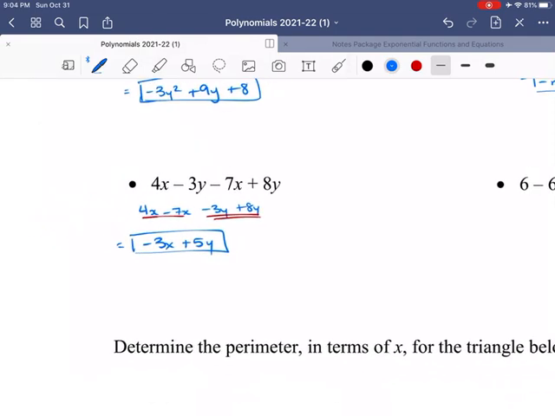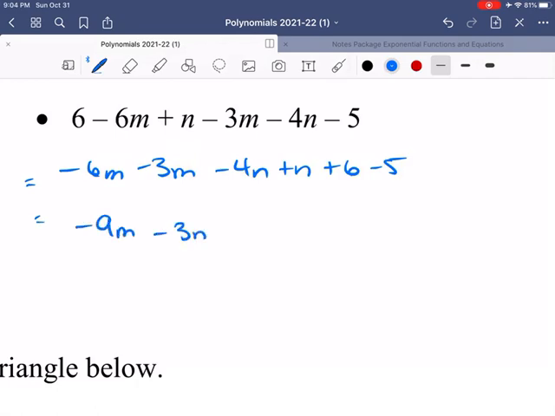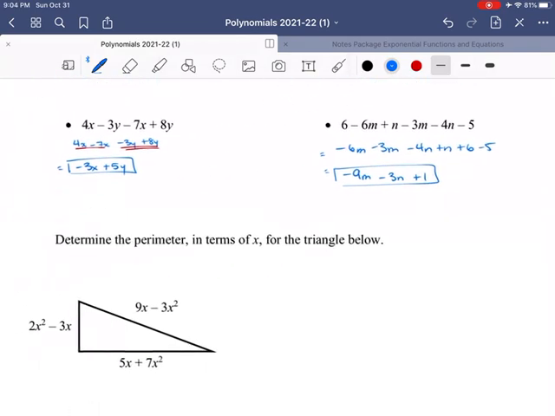All right, one more, pause the video, check back, see if you've done it. So we got negative 6m, negative 3m, negative 4n, positive n, positive 6, and negative 5. And this will simplify to negative 9m, negative 3n, and positive 1. So even though we have different variables, m and n, you still group the same stuff together.